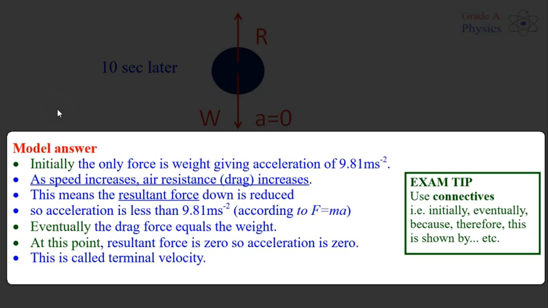The drag force equals the weight. At this point, the resultant force is zero, or the forces are balanced, but the resultant force is zero is a good phrase. So the acceleration is zero, and then we call this terminal velocity. So we've got 1, 2, 3, 4, 5, 6, 7. So for a 6-mark question, you would need 6 of these points.